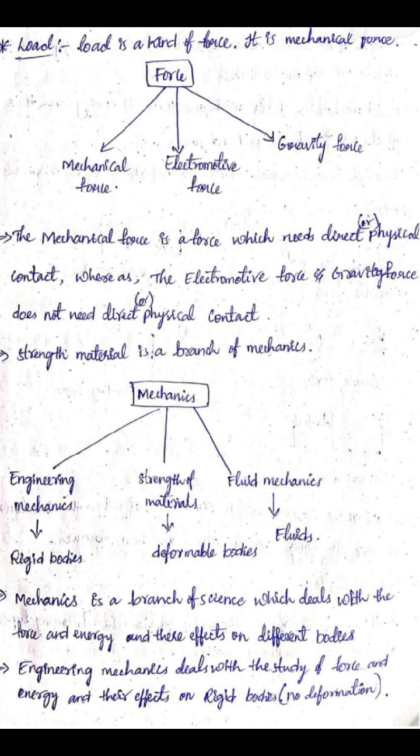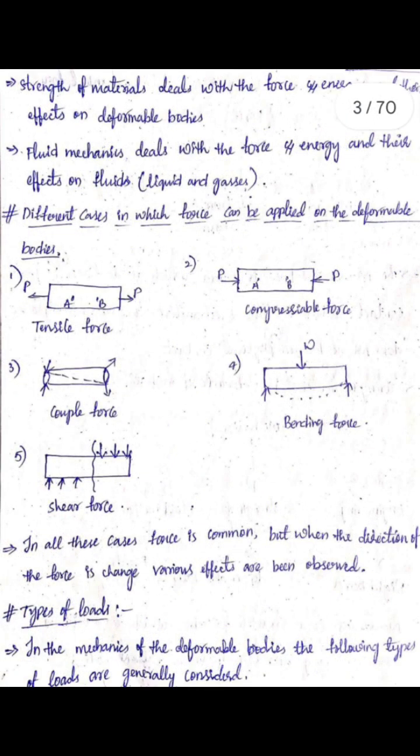Strength of material is a branch of mechanics. Mechanics is divided into three types: engineering mechanics, strength of materials, and fluid mechanics. In engineering mechanics, we study rigid bodies; in strength of materials, deformable bodies. Fluid mechanics is all about fluids. Mechanics is a branch of science which deals with the force and energy and their effects on different bodies. Engineering mechanics deals with their effects on rigid bodies, that is no deformation bodies. Strength of material deals with their effects on deformable bodies. Fluid mechanics deals with their effects on fluids, that is liquids and gases.